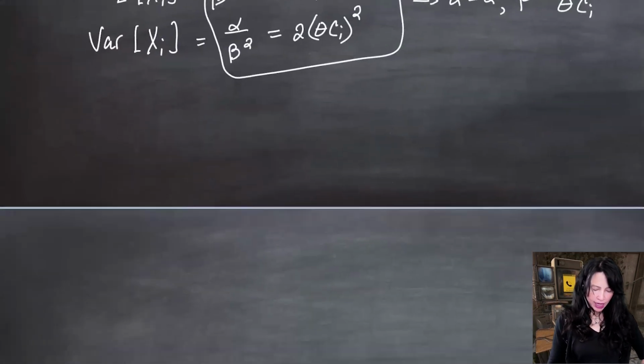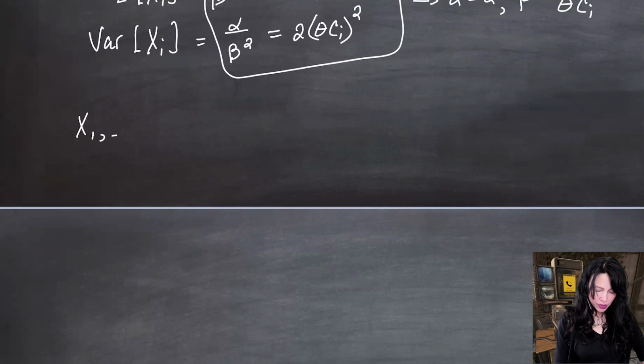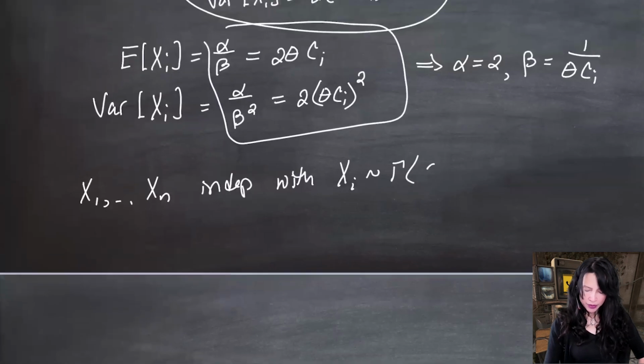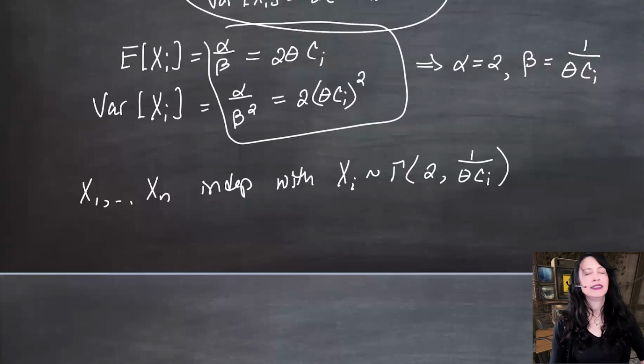So let's recap. We have constants C1 through Cn that are positive and known, and we have x1 through xn. They're independent with xi having a gamma distribution with parameter 2 and 1 over theta ci in our gamma distribution notation.